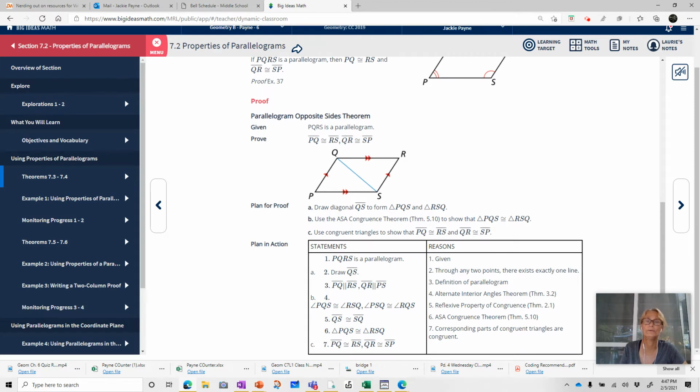There's a proof here about that opposite sides theorem. Because we have so much to cover, I'm not going to go over this proof right now, but you can see it. And if you want to, pause this video, read through it on your own. You have plenty of time to do that.